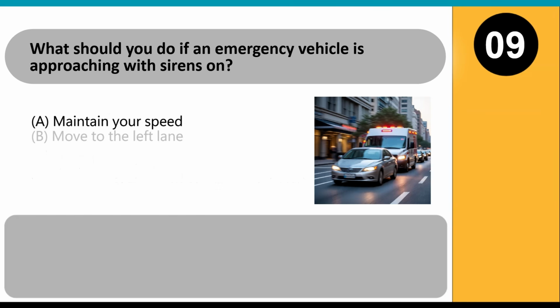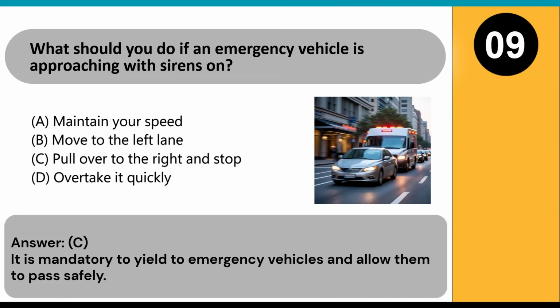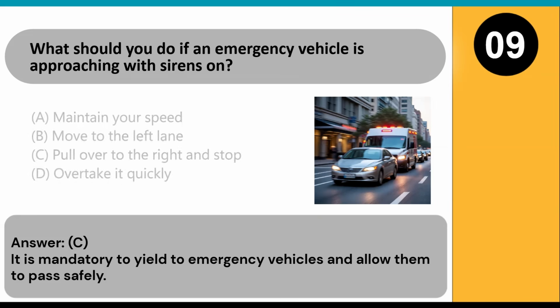What should you do if an emergency vehicle is approaching with sirens on? A. Maintain your speed. B. Move to the left lane. C. Pull over to the right and stop. D. Overtake it quickly. Answer: C. It is mandatory to yield to emergency vehicles and allow them to pass safely.